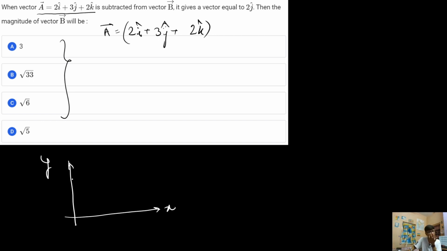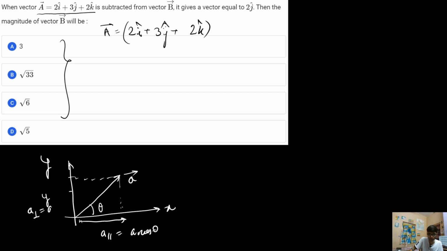But for the purpose of the question, if I say there is a vector in the xy plane, this vector is A and this is B, and this angle is theta. If I take the projection of this vector on the x-axis, known as A parallel, I can write this projection as A cos theta. Similarly, if I take the projection on the y-axis, known as A perpendicular, it is A sin theta. Then this vector can be represented as A cos theta times i cap plus A sin theta times j cap.